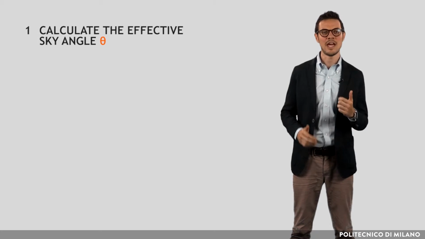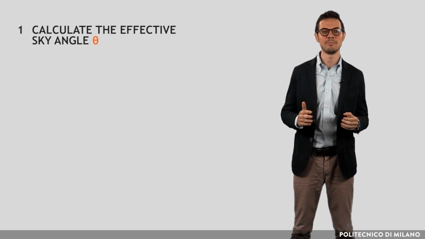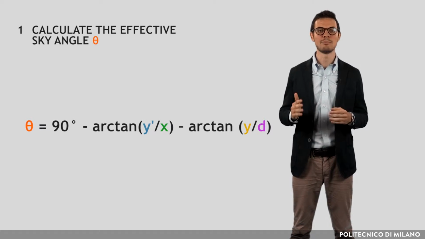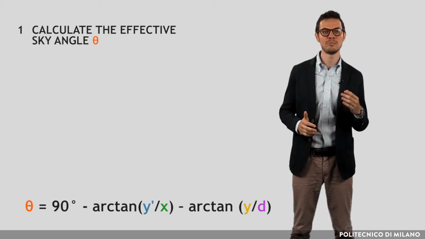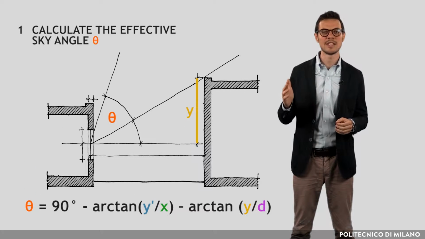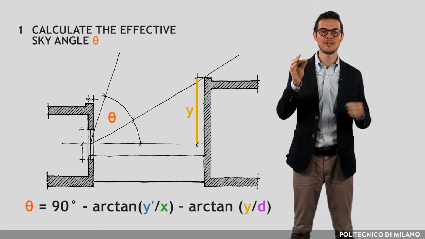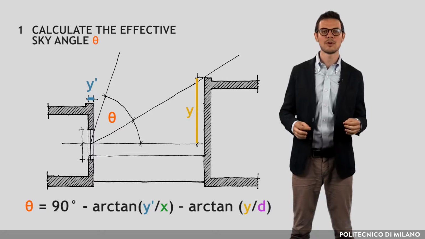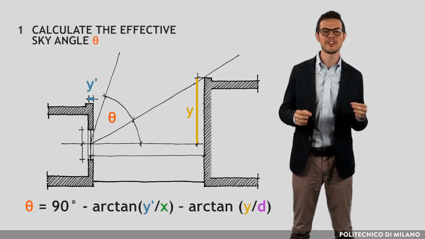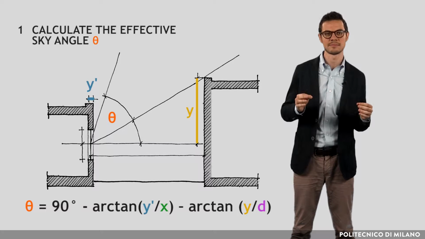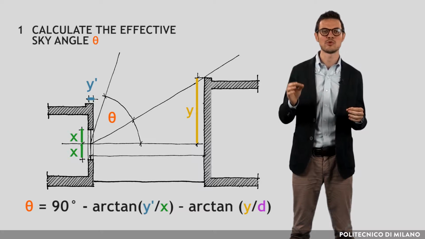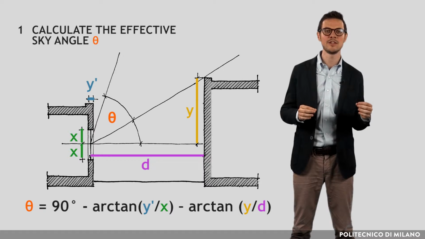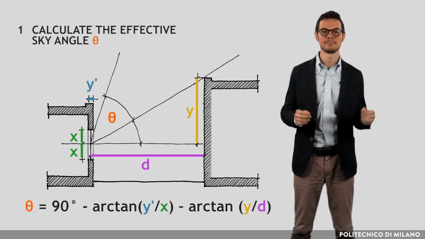First of all, the effective sky angle theta of a building can be evaluated by this formula. The following basic geometrical data have to be known. Distance between the center of the glass surface and the top of the building in front of it, y. Depth of the glazed surface with respect to the facade, y1. Height of the glazed surface, 2 times x, and distance from the building in front of the windows, d.